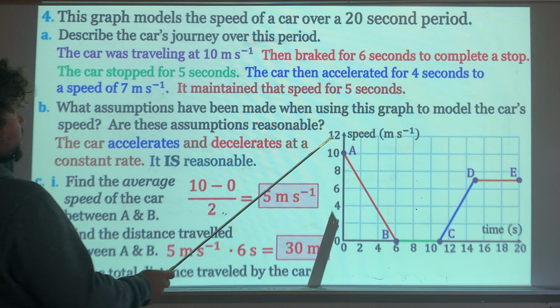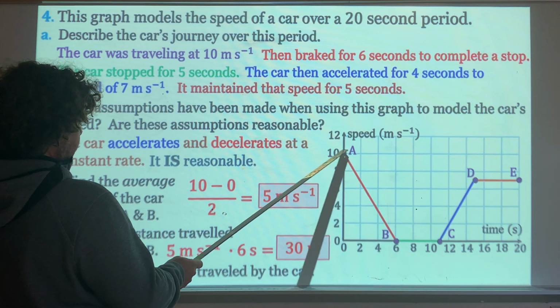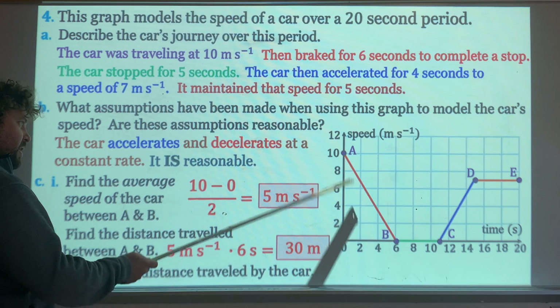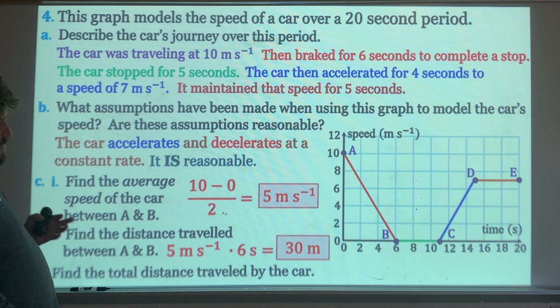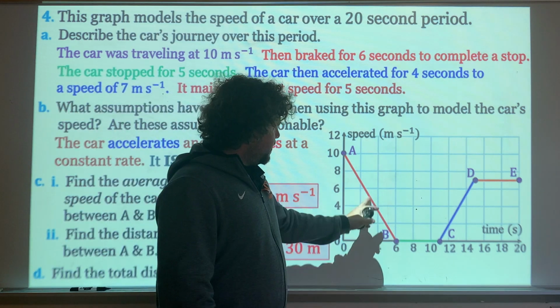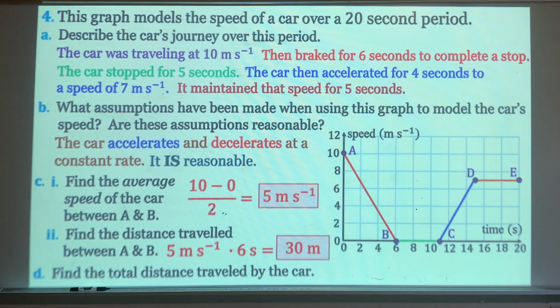Oh, the average speed. Your initial speed is 10. Your final speed is 0. Initial minus final is 10 minus 0. And you have 2 numbers here, so you're just finding the average. All right, so average is 5. If I went right in the middle right here, 5. I don't know how that just froze.